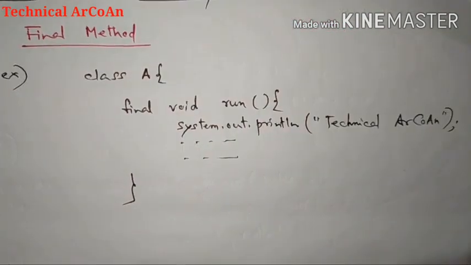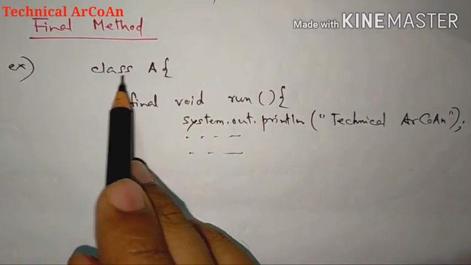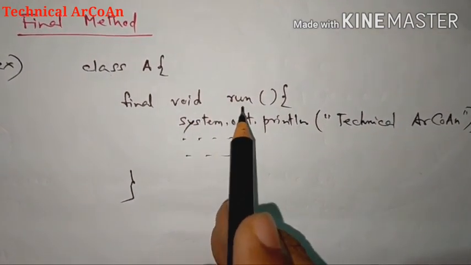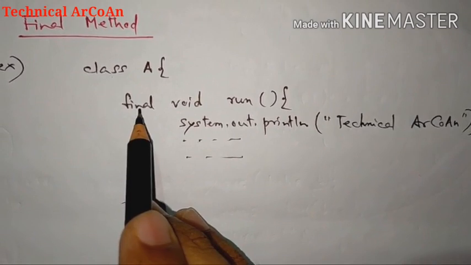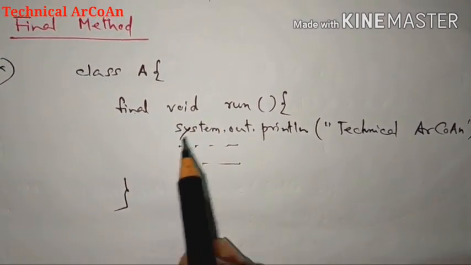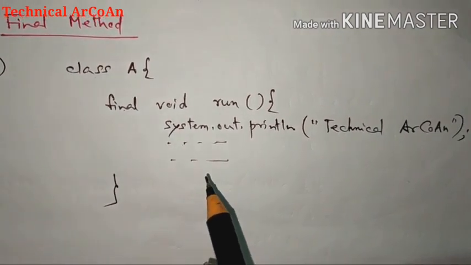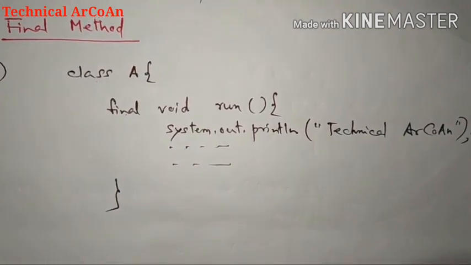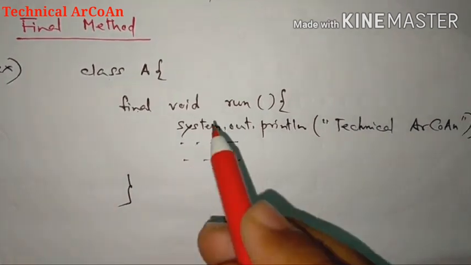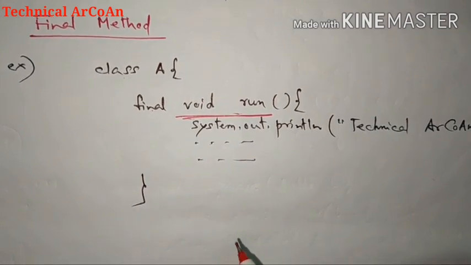Okay? Now we are talking about the final method. Here we give the example of class A defining a final method. We just write the final keyword before the return type: final void run. If we declare a method as final, then the method can never be overridden by its subclass. It means if this class is inherited by another class, then this void run method can never be overridden within the inheriting class.